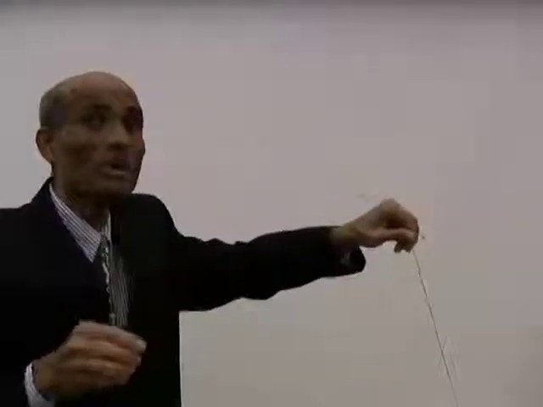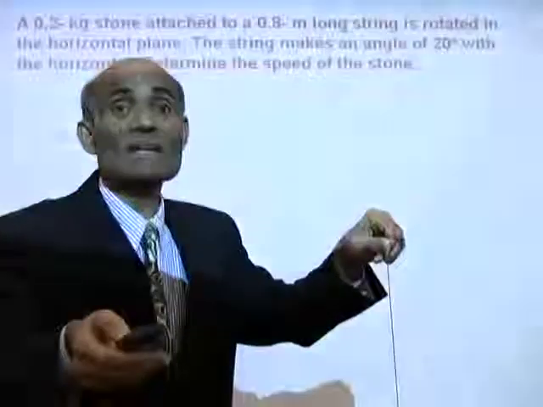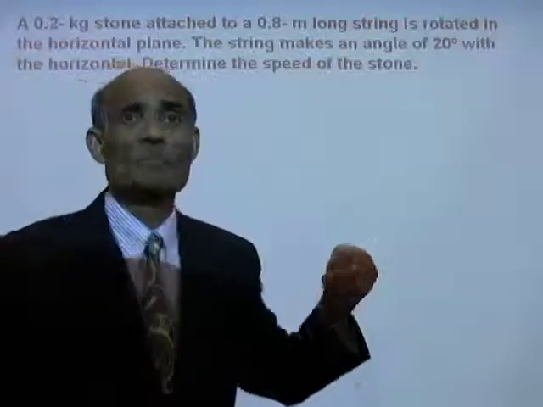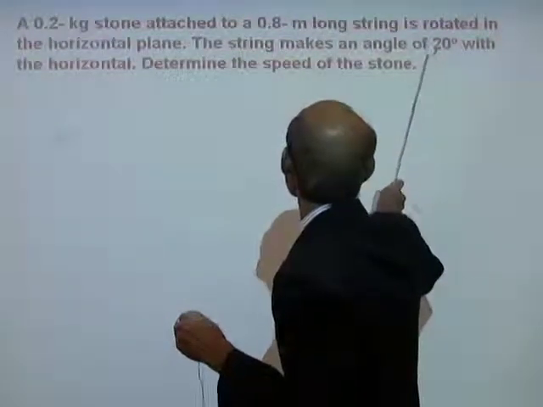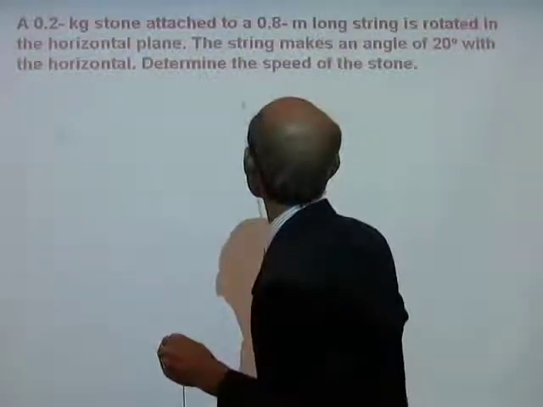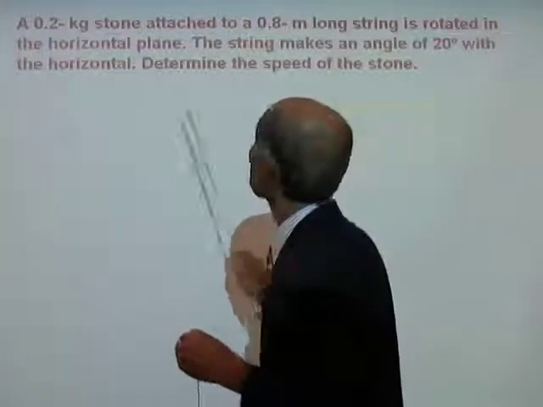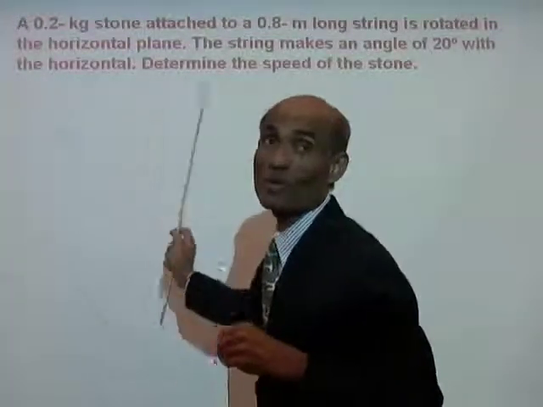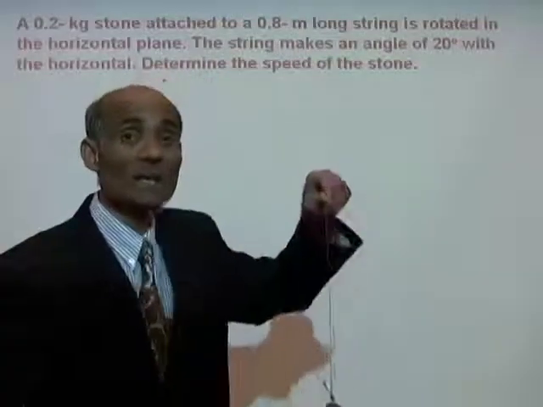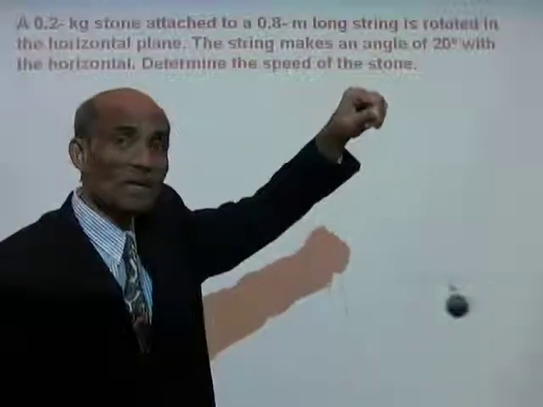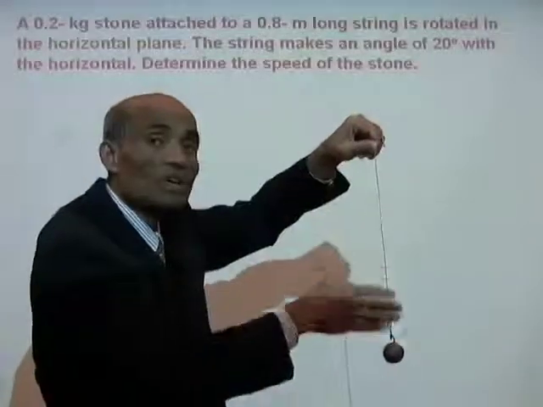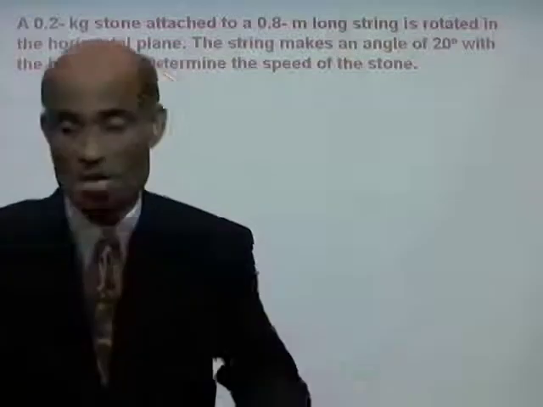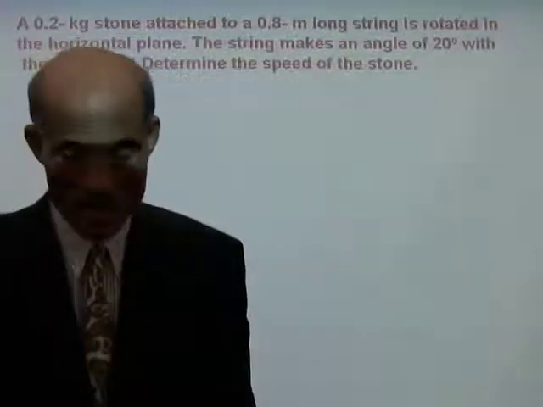So what is it that we need to find? Well, we need to determine the speed of the stone when the angle is 20 degrees. The string makes an angle of 20 degrees with the horizontal, and determine its speed. In other words, when the string makes an angle of 20 degrees with the vertical, what is its speed? Alright, let's see how we can set it up.